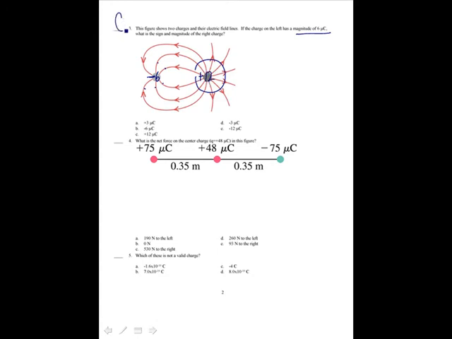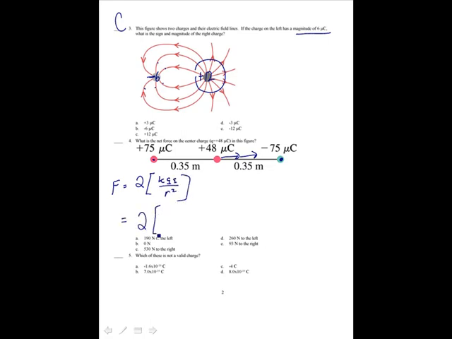What is the net force on the center charge in this figure? Okay, let's just first draw the force vectors. Due to this negative charge, it has a force in that direction, and due to the positive charge, also a force in that direction. Since it's equidistant between these two equal magnitude charges, those forces are equal, so the force is equal to 2, because there are two 75 microcoulomb charges, times kq over r squared.